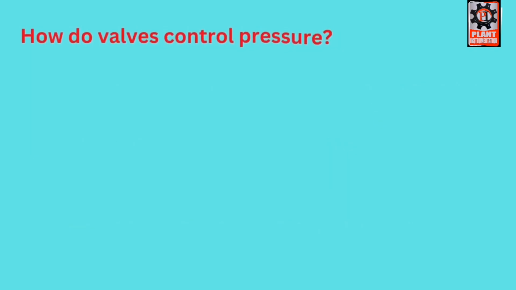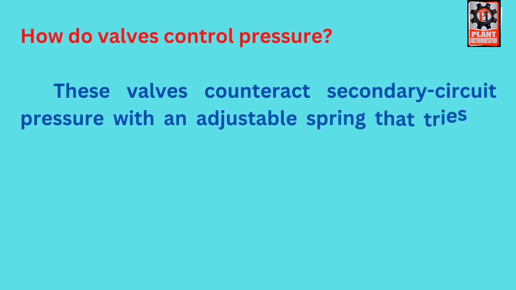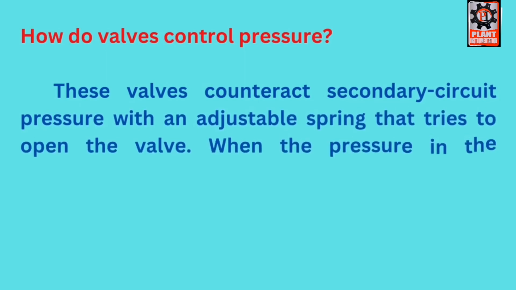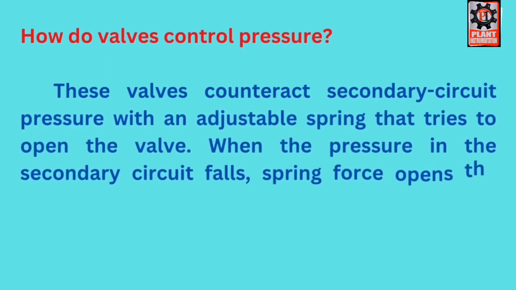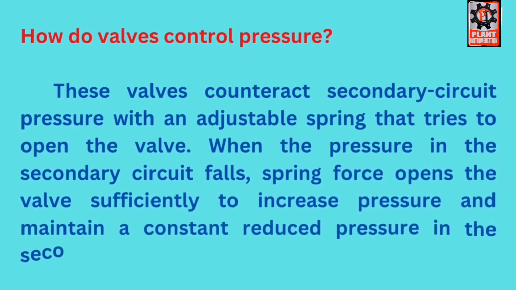How do valves control pressure? These valves counteract secondary circuit pressure with an adjustable spring that tries to open the valve. When the pressure in the secondary circuit falls, spring force opens the valve sufficiently to increase pressure and maintain a constant reduced pressure in the secondary circuit.